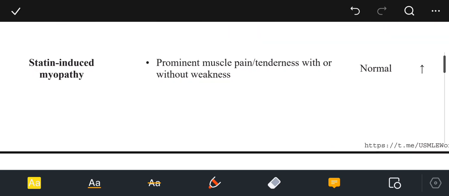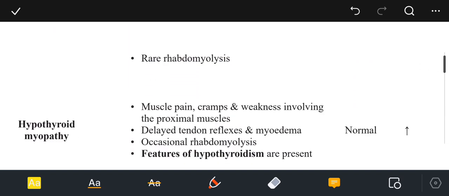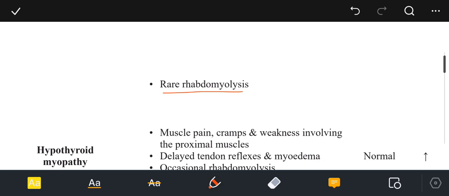Then statin induced myopathy. In statin induced myopathy there will be prominent muscle weakness with or without proximal muscle pain. The ESR will be normal while the creatine kinase will be elevated. In the case of statin induced myopathy we also find rare rhabdomyolysis.